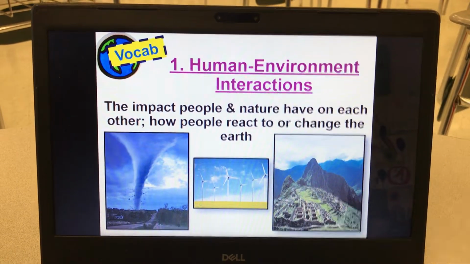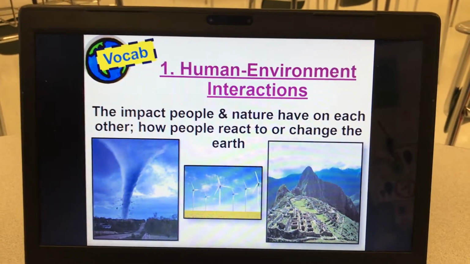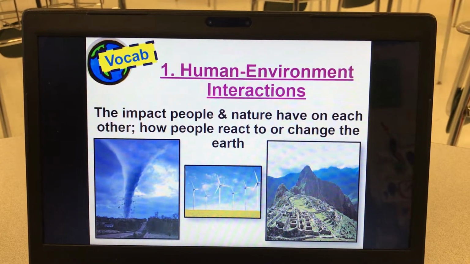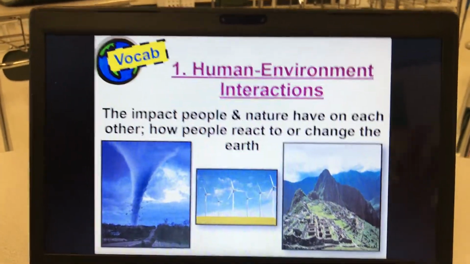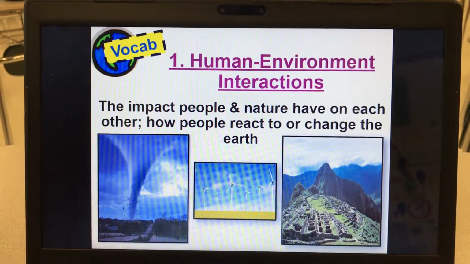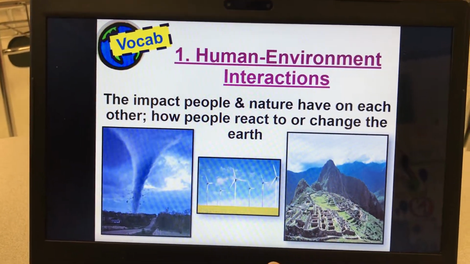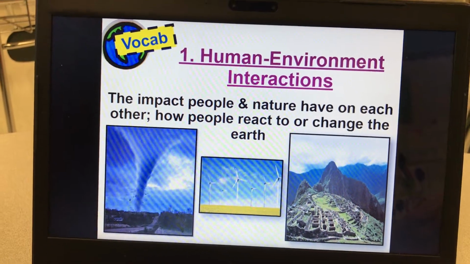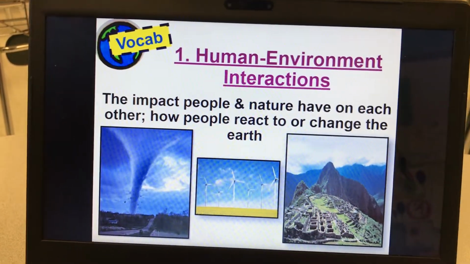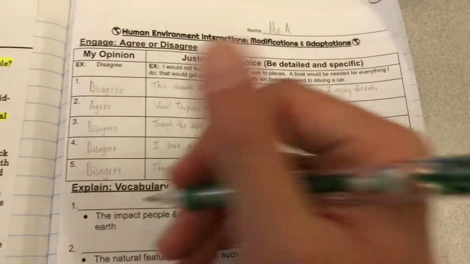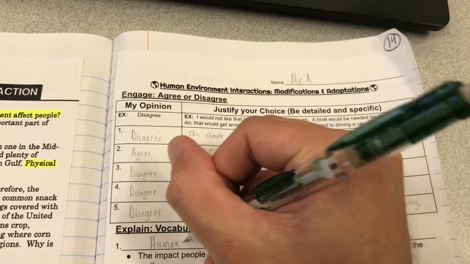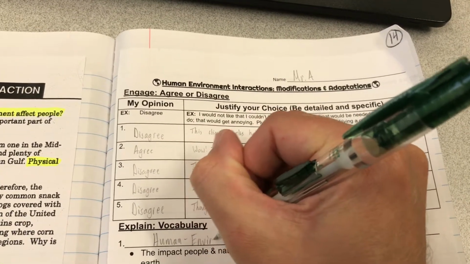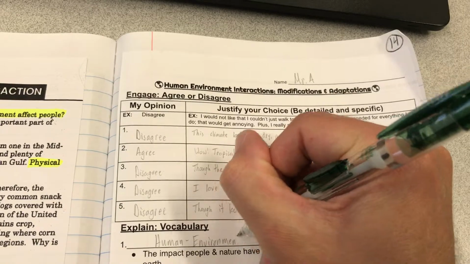The first one, human-environment interactions, the impact people and nature have on each other, how people react or change to the earth. So as you can see here, building Machu Picchu in the mountains down in Lima, Peru, having wind turbines to help provide sources of electricity, or simply natural disasters in the way that the environment affects humans. So on this first line here, we're going to write human environment interactions.